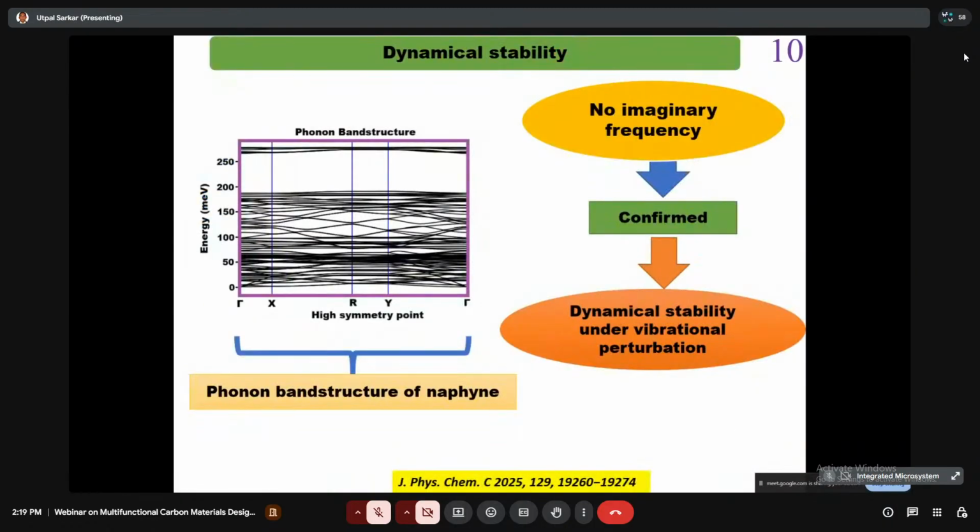Now look at whether this structure is stable or not. For that we first check the dynamical stability. This is the phonon band structure. The phonon band structure clearly shows that there is no negative frequency available for this. That means this structure is dynamically stable, and if you give a small perturbation to this system, the system returns to its initial geometry without any distortions.